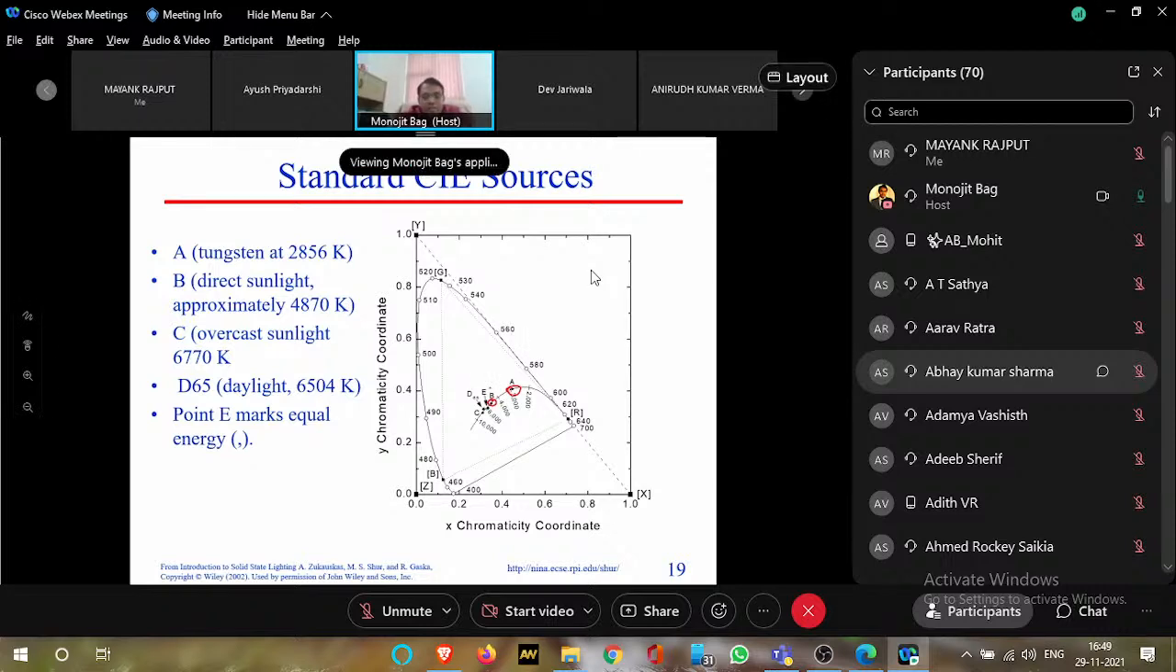Now, if I design any LEDs, it is very difficult to put them on this locus. Definitely the color spectrum will be very different from this spectrum itself.